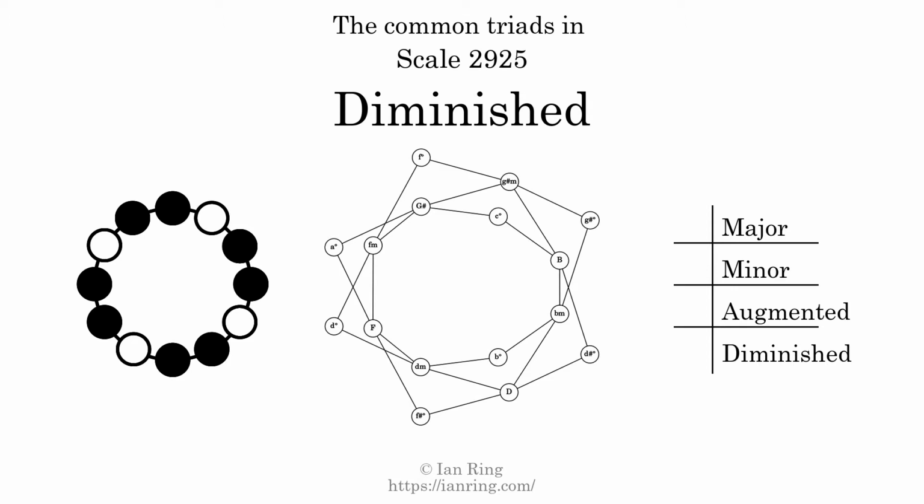The diagram in the center is a graph of parsimonious voice leading between triads. There are 4 major triads. There are 4 minor triads. There are no augmented triads. There are 8 diminished triads. Here is a Hamiltonian path of parsimonious voice leading that uses all the triads.